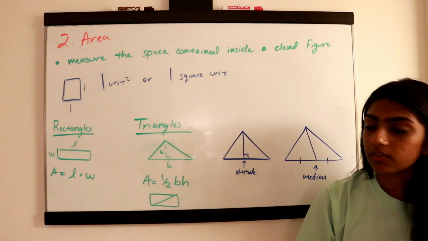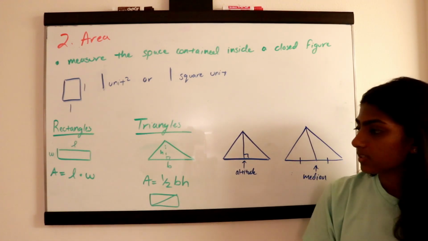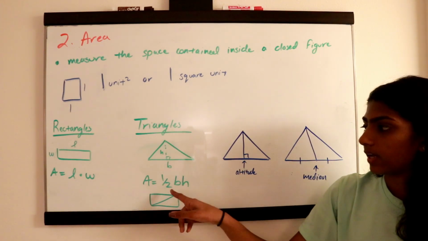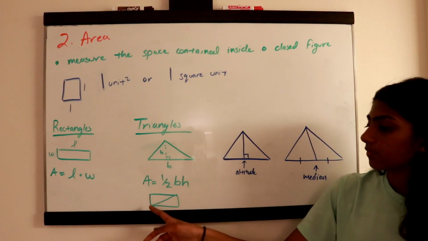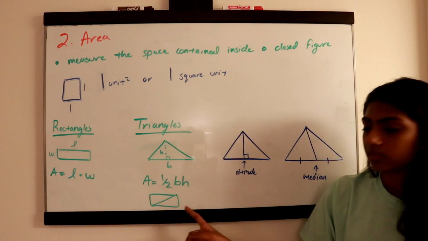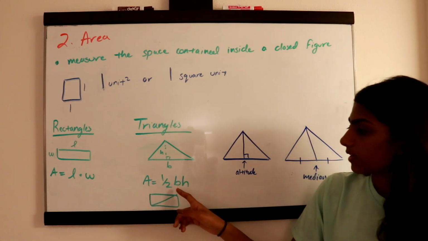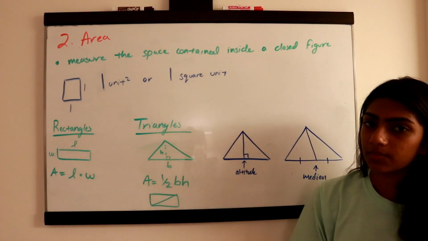Now for triangles, the area is base times height times 1/2. Now you could say this because if you look at a rectangle and you cut it in half, you get 2 triangles. So that's why it's the base times the height times 1/2.